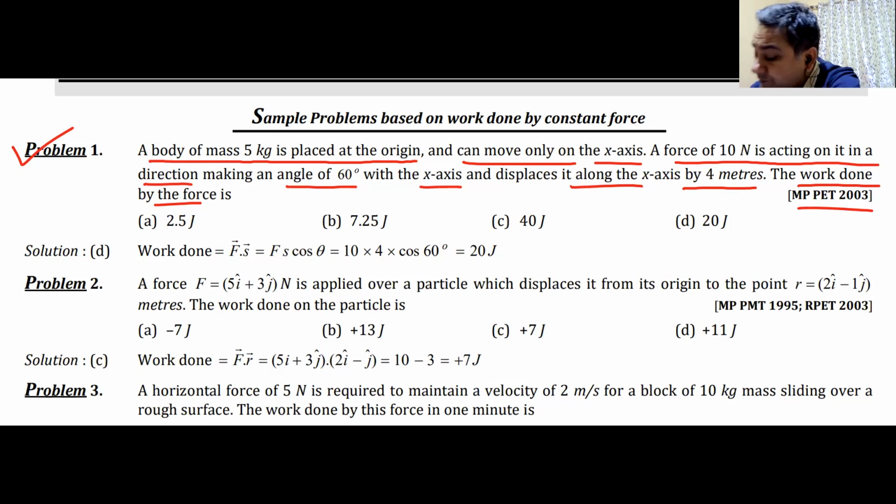So how do you do this? Work done by force is F dot delta R. It is F into delta R into cos theta. F is 10, delta R, displacement is 4, cos of 60 is half, and you get the answer as 20 joules. SI unit of work done is joules or Newton meter.